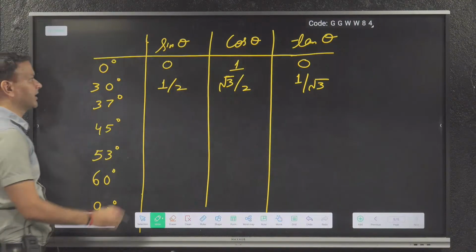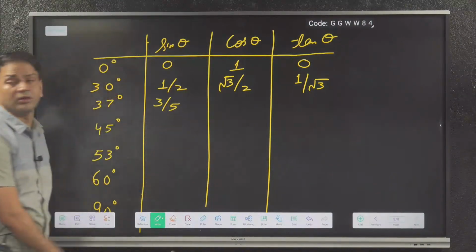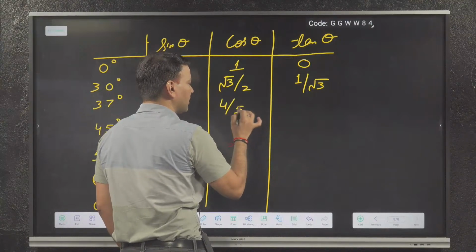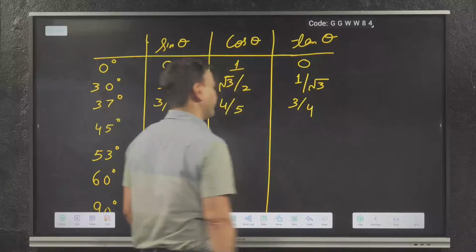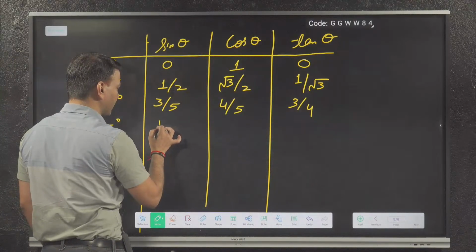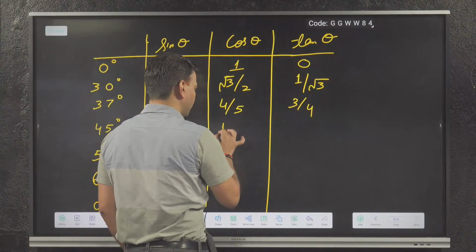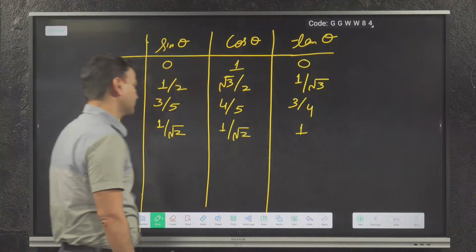Then 37 degrees. Sine 37 degrees is 3 by 5, cos 37 is 4 by 5, and tan 37 is 3 by 4. Then 45: sine 45 is 1 by root 2, cos 45 is 1 by root 2, and tan 45 is 1.